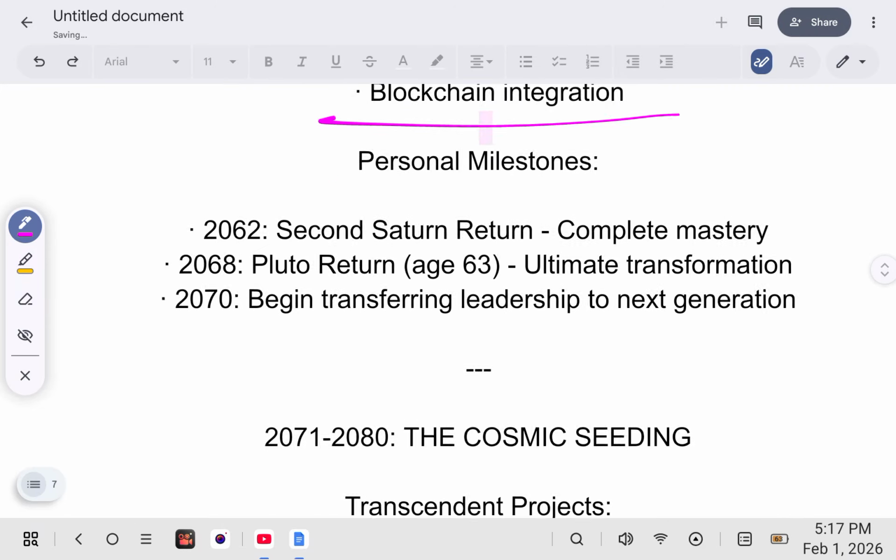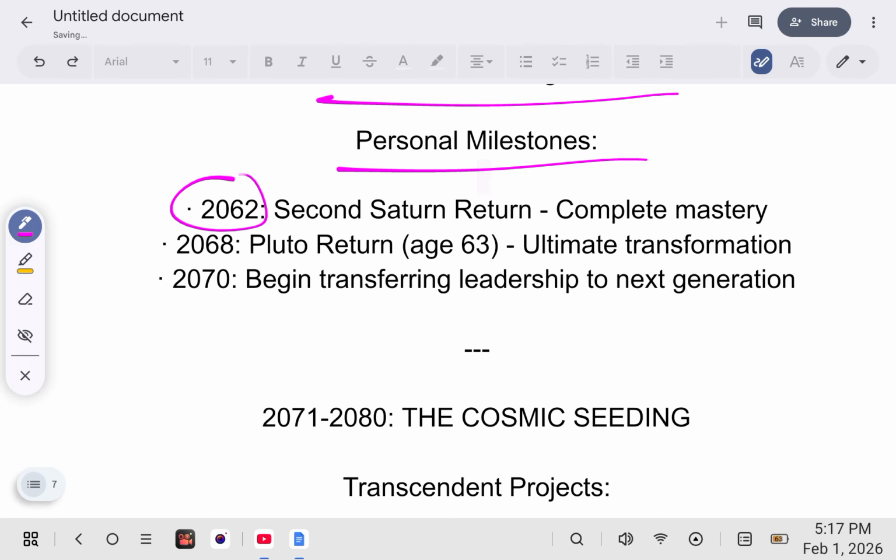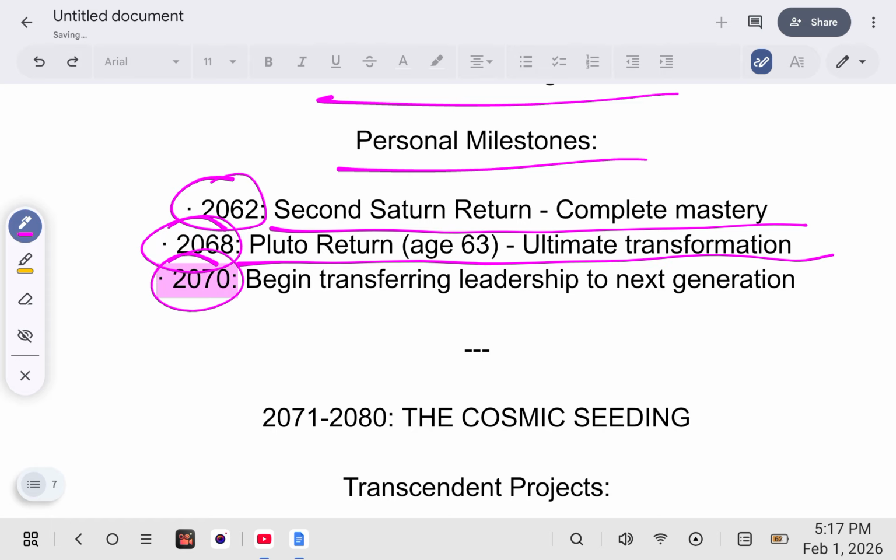Blockchain integration. Personal milestones. 2062, second Saturn return, complete mastery. 2068, Pluto return, age 63, ultimate transformation. 2070, begin transferring leadership to the next generation.